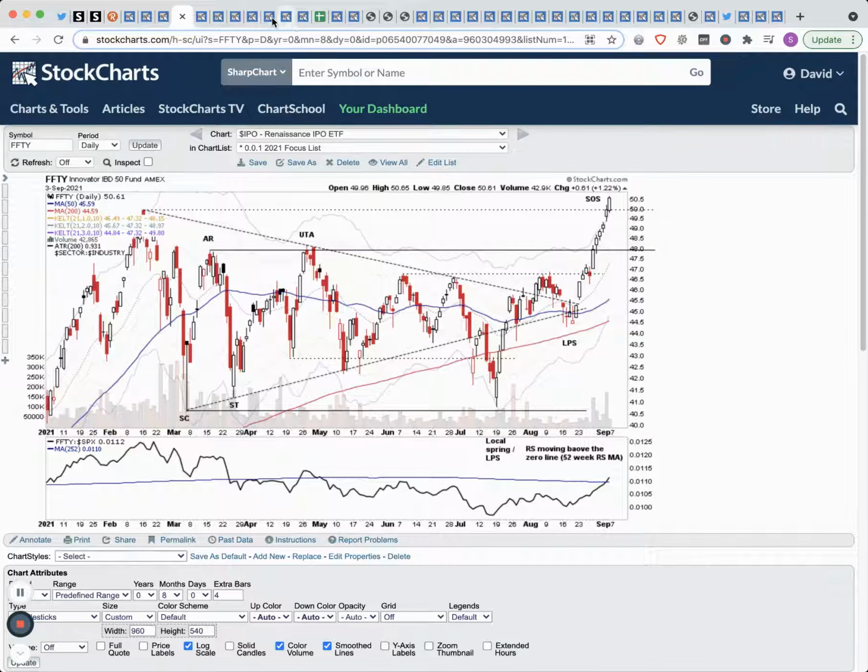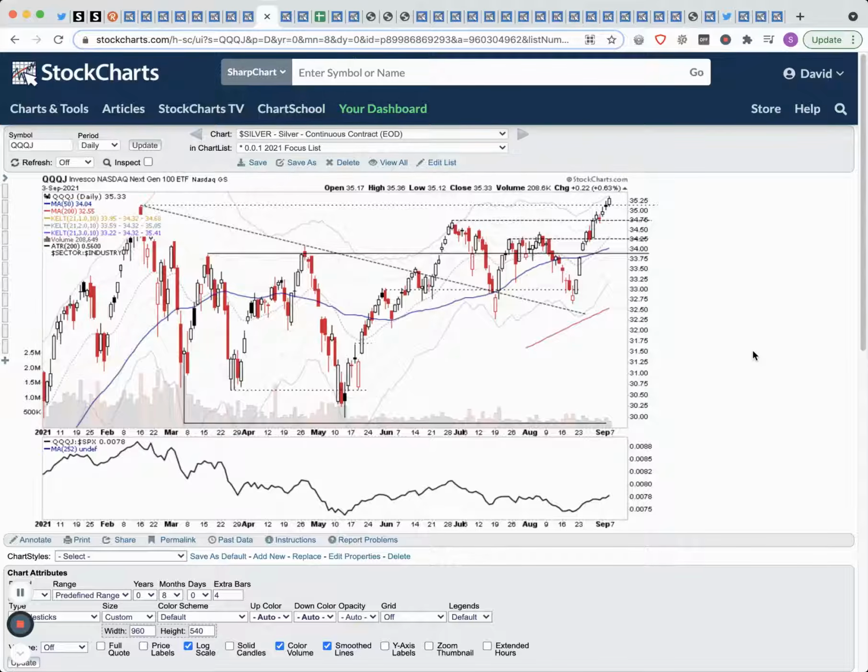So if we look at the QQQJ, this is a bigger index. This is the Nasdaq second 100 stocks. I use this one quite a lot, and as you can see, since the May local spring in here, we had a local spring and test, and then follow through. So you've got a little secondary entry point in there. We had a sign of strength rally. It didn't get all the way back to the fair value, so it's only a minor sign of strength rally, and then we started to pull back in again.